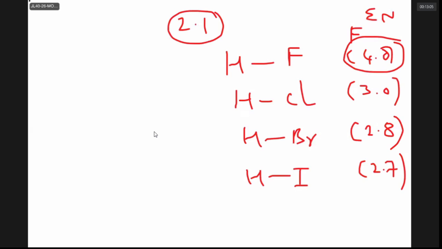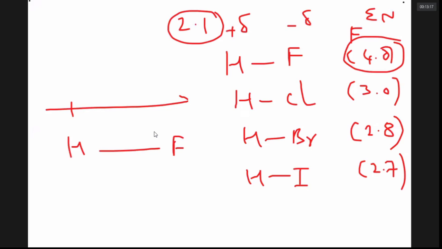Due to this bond polarity, as the electron pair is going close to the more electronegative atom, it gets minus delta, and hydrogen gets plus delta. The electrons are flowing away from hydrogen to fluorine. This flow of electrons results in a little minus charge and a little plus charge. It is not full minus, not full plus.